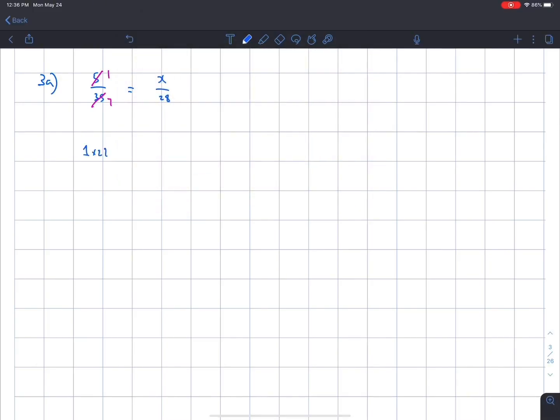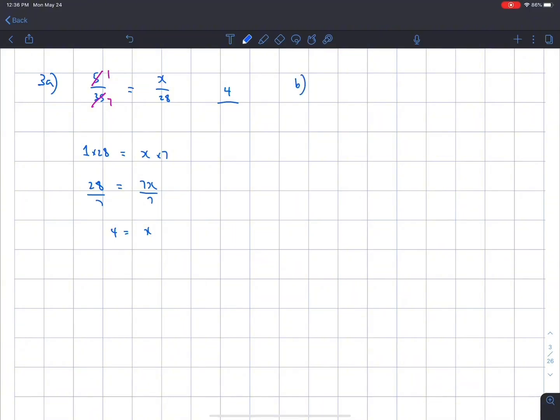So 1 times 28 equals x times 7. 1 times 28 is 28, and x times 7 is 7x. Now we can divide both sides by 7, and we get x equals 4. And that's the answer, x equals 4.